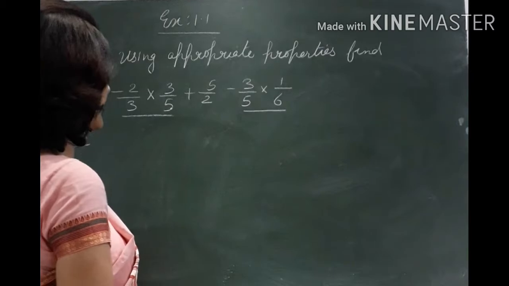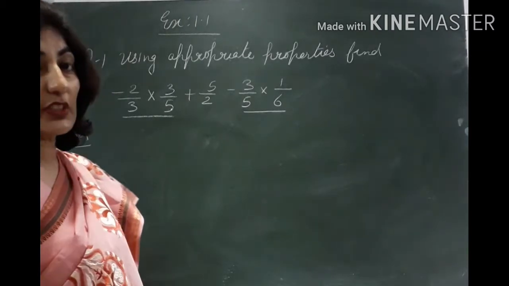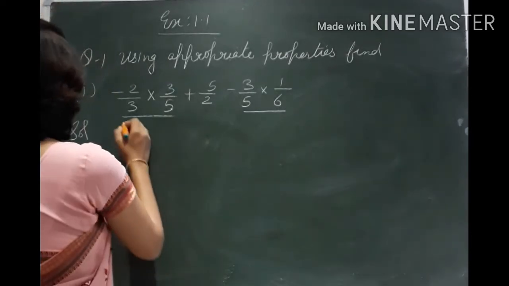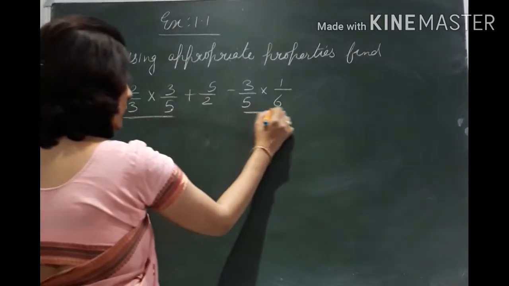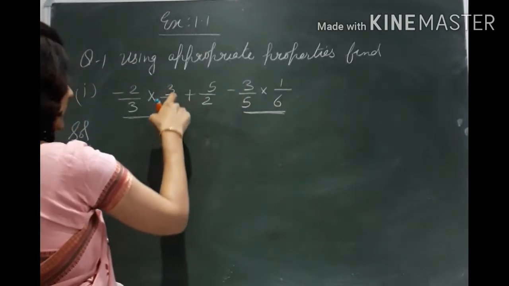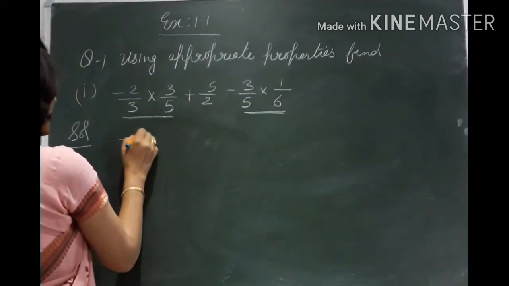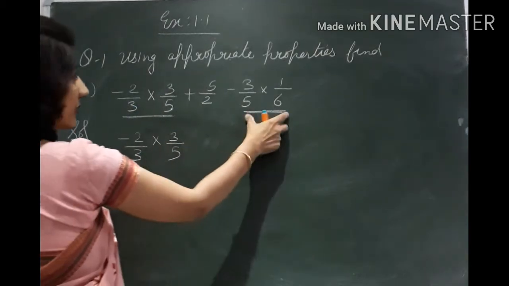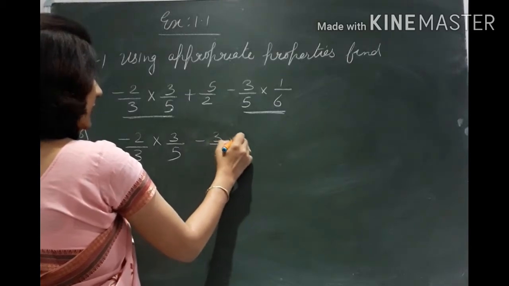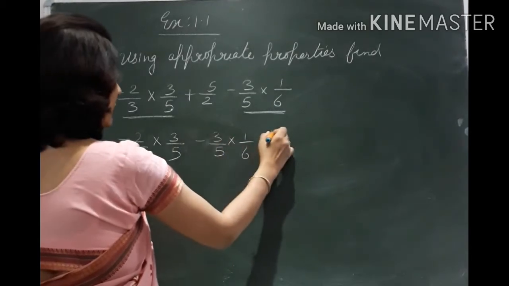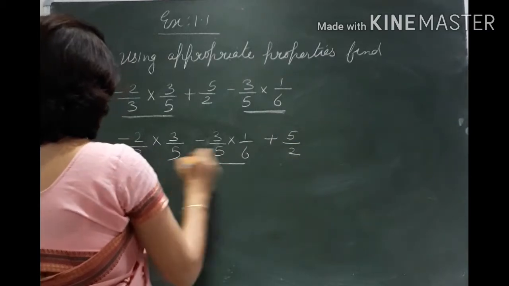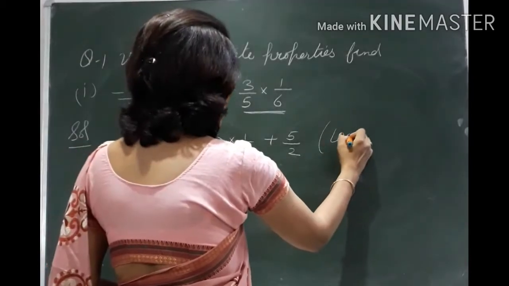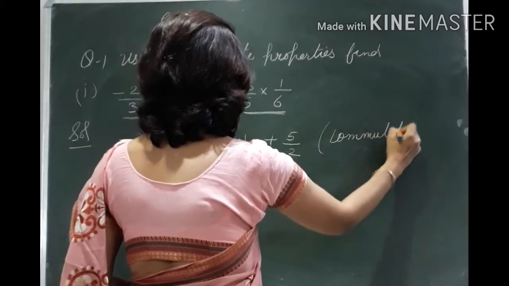Now here in this question we have to see which rational number is repeated so that we can apply the distributive property. These two are in multiplication, these two are in multiplication, and the rational number 3/5 is repeated. So I will change the position of these numbers. This I have written as such, this rational number I will take here into 1/6, and this plus 5/2 I will write at the end. Now which property have I used? I will write that property here: commutative property.